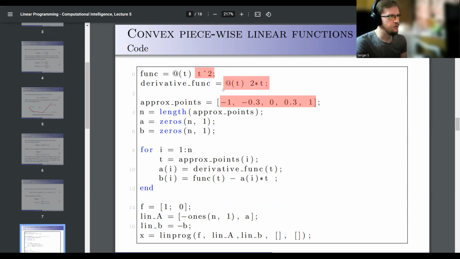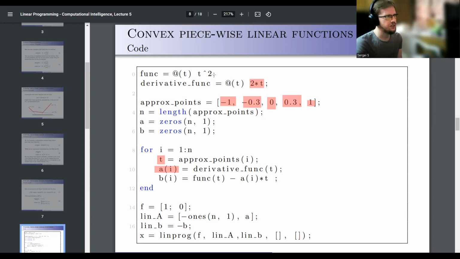This is the derivative of my function. This is 5, so 5 approximation points. And we create those A and B arrays. Now, from 1 to 5, each approximation point becomes t. So t would be this and this and this and this and this. A of i becomes a derivative. So it's the point t. So it'll be 2 times -1, 2 times -0.3, etc. So A would be the derivative.